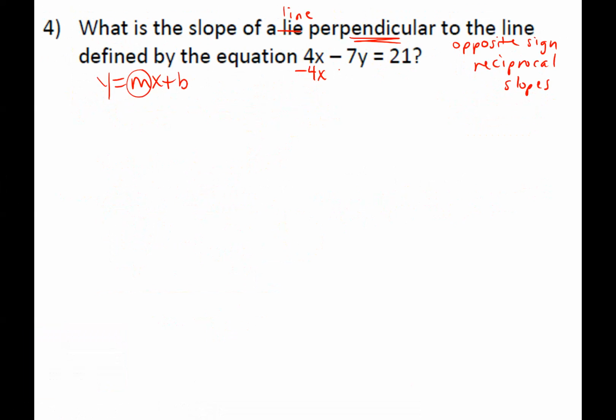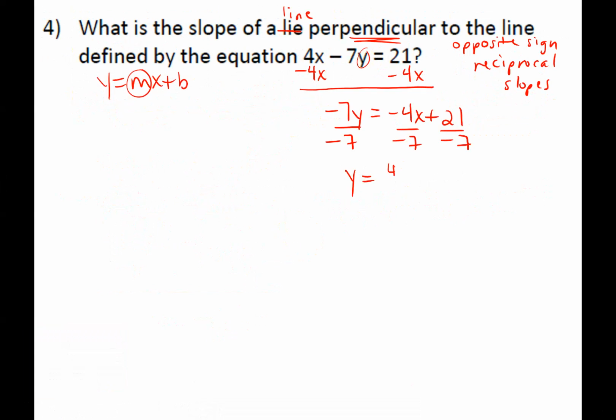So to write this in slope-intercept form, I want to solve for the y. I start by subtracting the 4x from both sides. I get negative 7y equals negative 4x plus 21. Then divide everything by negative 7. So I get y equals negative divided by negative is positive 4 over 7, and then x.